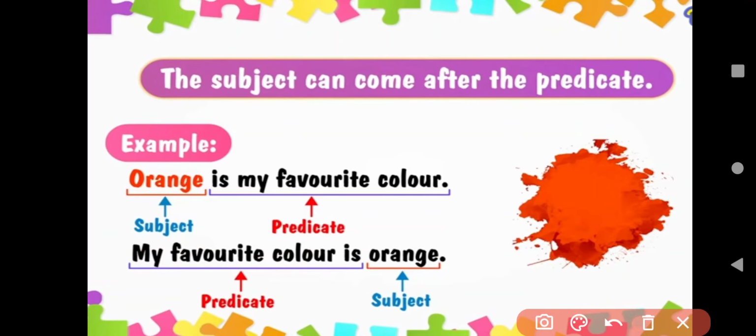Like here, orange is my favorite color. Here we have orange is a subject, but we can write my favorite color is orange. So I wrote orange in the last. So orange will be the subject here.